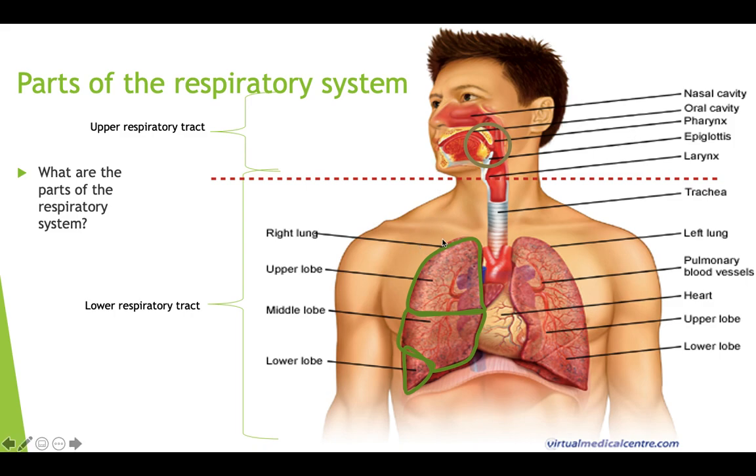The right lung has three lobes: the upper lobe, middle lobe, and lower lobe. The left lung, on the other hand, has only the lower lobe and the upper lobe. And the heart sits in the middle between the two lungs. Let me just delete this, and we'll see what's inside the lungs.